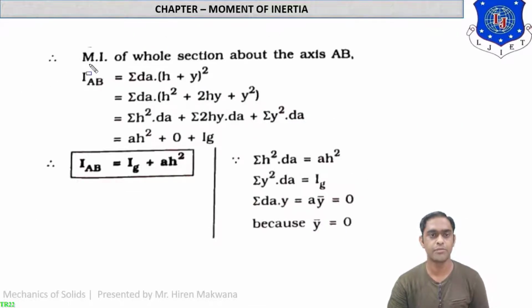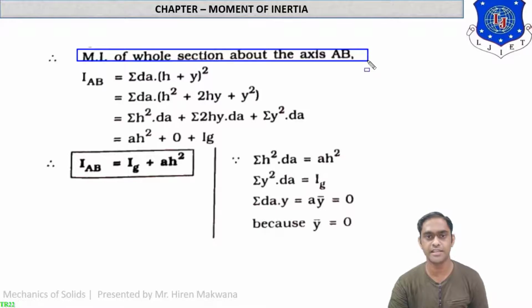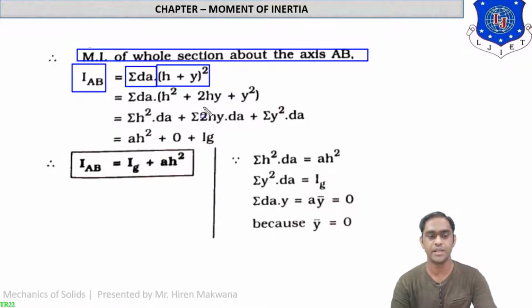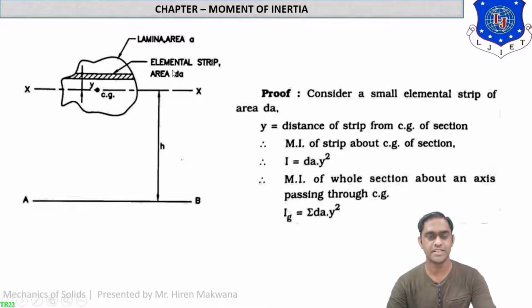You can see moment of inertia of the whole section about the axis AB. So according to the definition, IAB is equal to sigma dA, means area of all strips, into the square of the distance. Now what is the square of the distance? How is this h plus y coming? You can see in the previous figure. What is h plus y?